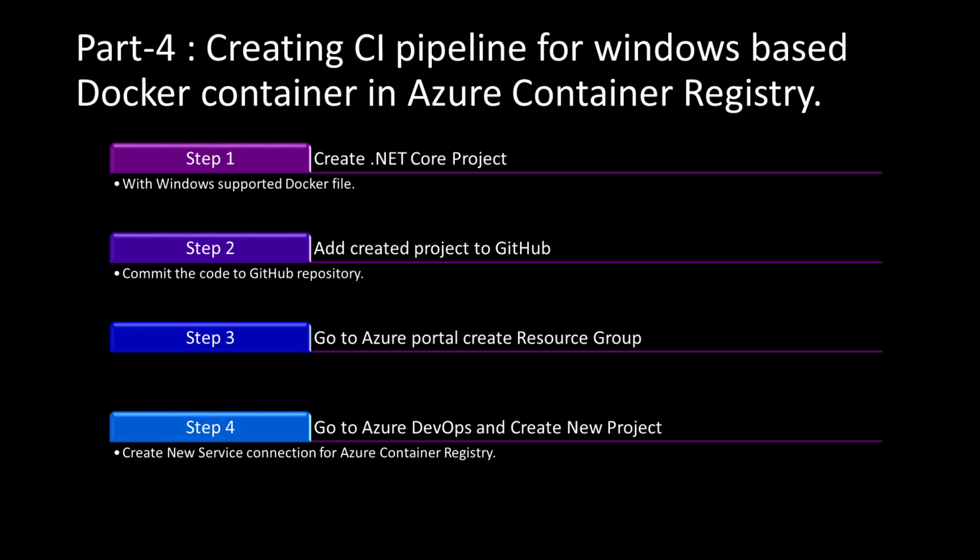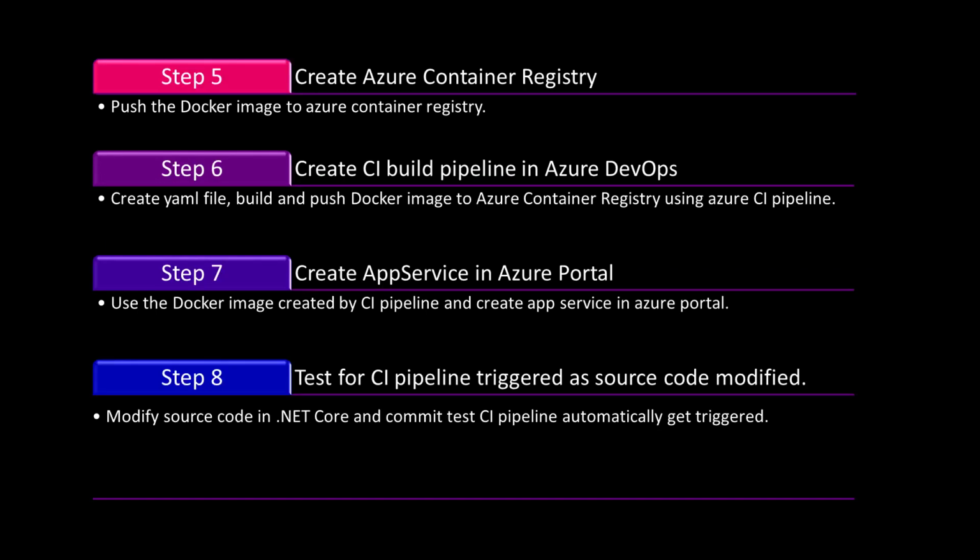The steps involved in this session are: we will create the project first, then add it to GitHub, then create a resource group in the Azure portal, then go to Azure DevOps and create a new project. Then we will create Azure Container Registry. After creating the container registry, we go to DevOps and create a build pipeline so that the Docker image is built and pushed to the Azure container registry we created.